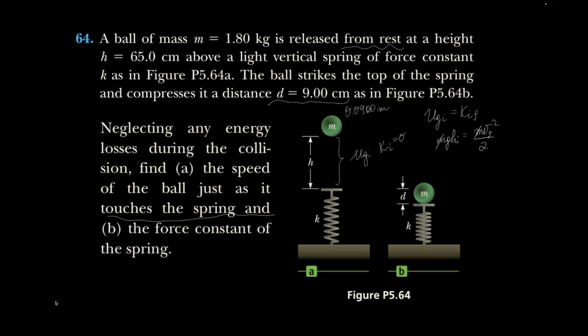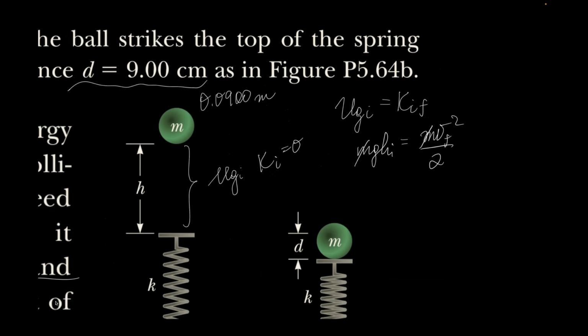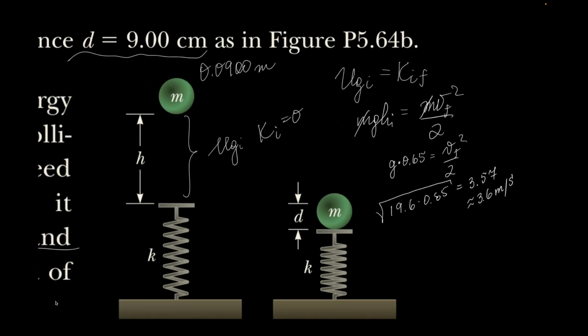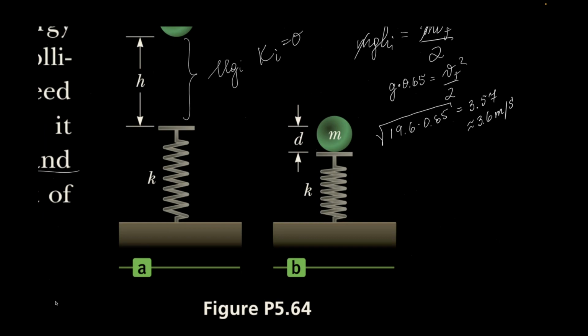Get rid of m. Even though they gave it to us, we don't have to use it if we don't need to. So then we have 19.6 times 0.65 rooted is going to be our V right before it strikes our spring. 3.57, well, technically 3.6. If I use 9.8, I can't go 3 sig figs. So that's my speed right before.